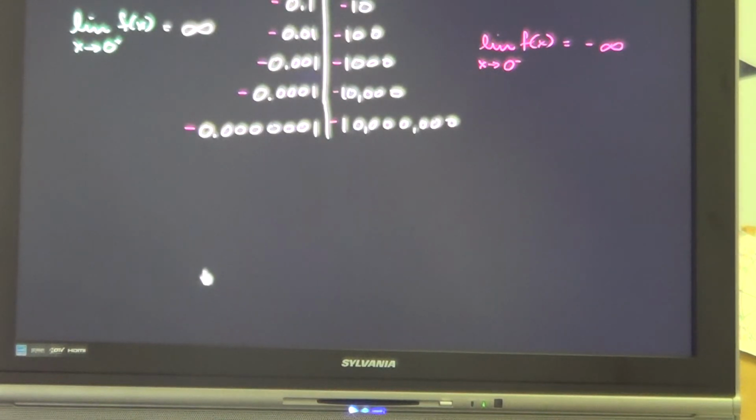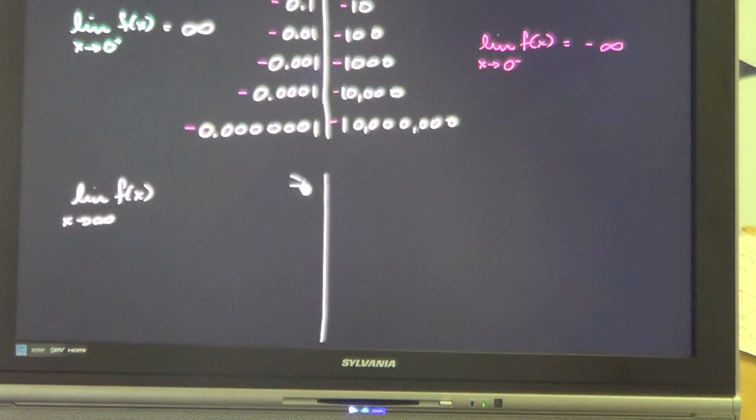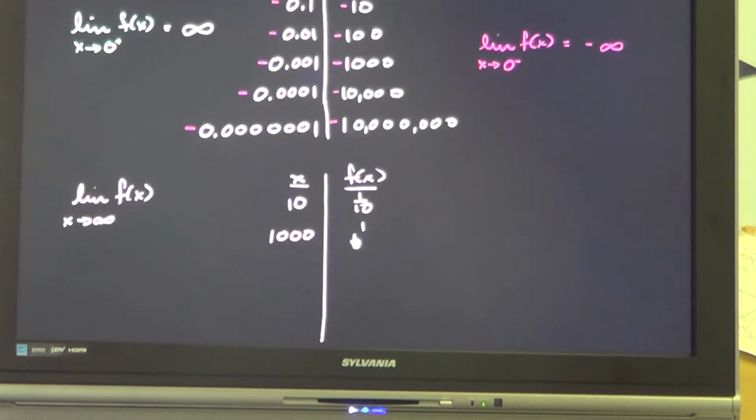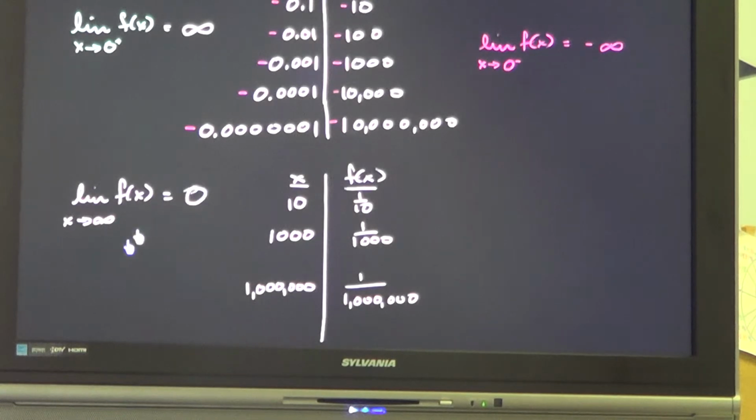Now let's think about a limit as x approaches either positive or negative infinity. So let's now think about the limit of f of x as x approaches infinity. And one way to set up this table, we can do a similar thing, x and f of x. So if x is 10, then f of x is 1 over 10. If x is, and I'm just going to go larger and larger numbers, if x is 1,000, then f of x is 1 over 1,000. If x is 1 million, then f of x is going to be 1 millionth. So you see, as x gets larger and larger in the positive direction, f of x now gets closer and closer to 0. So we can say the limit of f of x as x approaches infinity is equal to 0.